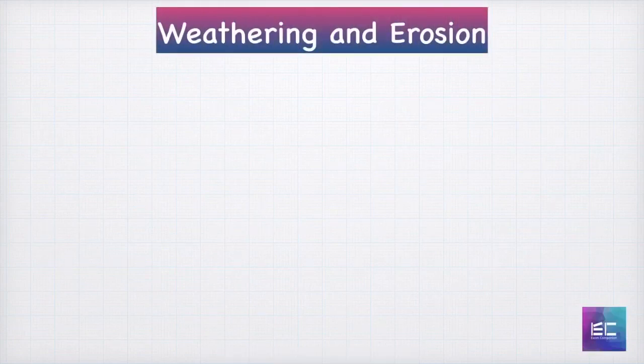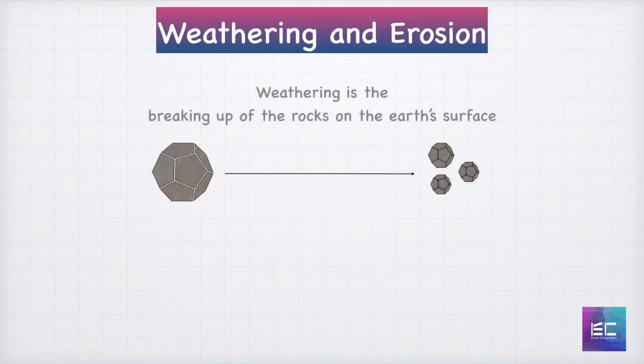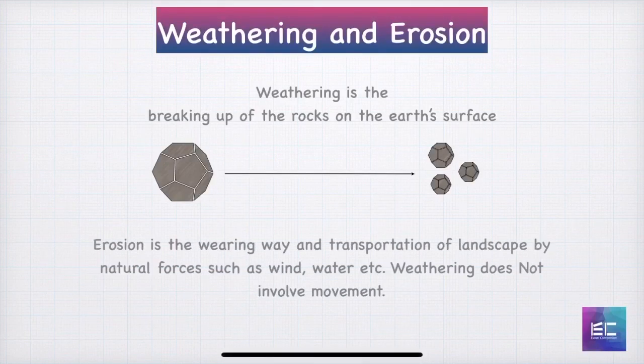Now, we will study about weathering and erosion. Weathering is breaking up of rocks on the surface of Earth. A big rock breaks into many small rocks, whereas erosion is wearing away and transportation of landscape by natural forces such as wind, water, etc. Due to erosion, small particles of dust and small stones get separated from, say, for example, a rock, and then they get transported by wind, water, air, or glaciers to some other place.